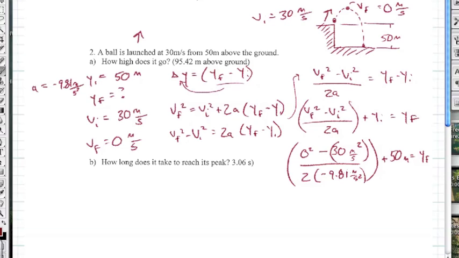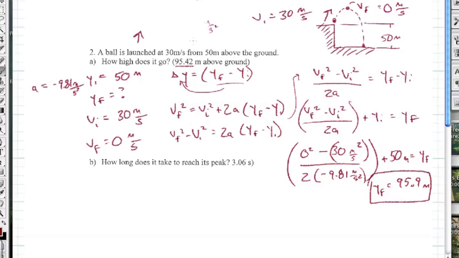So multiply and divide all these together, add it to 50, and what's our final answer? YF equals 95.9 meters. Now that's what I got. I know the answer up here says 95.42. I think originally that was calculated only using an acceleration of negative 9.8 meters per second squared, and I think that would probably account for the discrepancy, but it should be 95 point something, probably closer to 96.